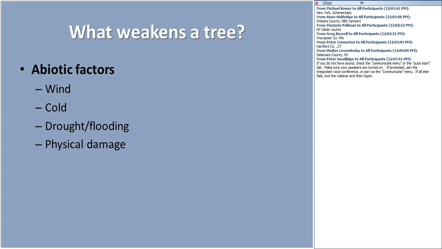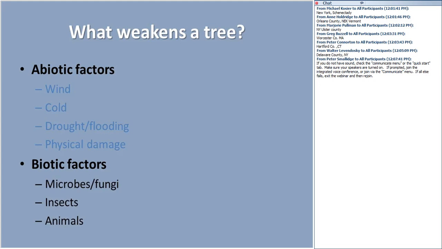Sometimes the freak spring frosts will hit the trees and take out the leaves, causing a second flush. Drought and flooding, basically physiological drought when you flood the roots, and then physical damage. You run into a tree with a skidder or with your car, and it's going to hurt it, or the bulldozer hits the roots of the tree.